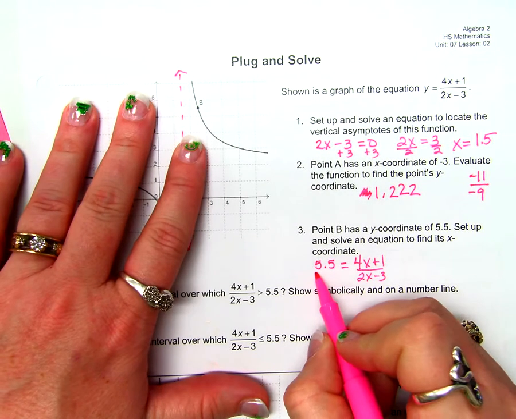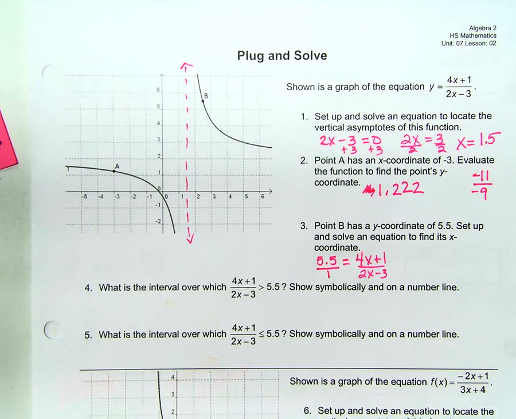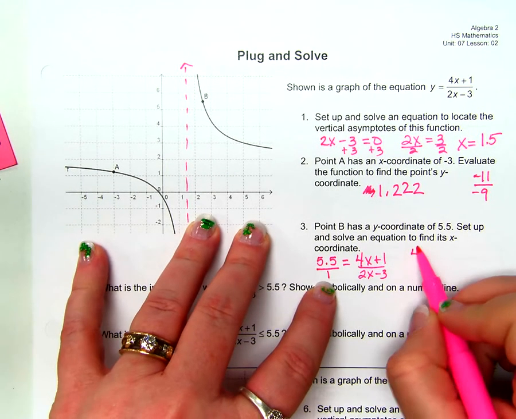Let me make it a little easier. How do I solve that? Cross multiply, right? Okay. So I get 4x plus 1.